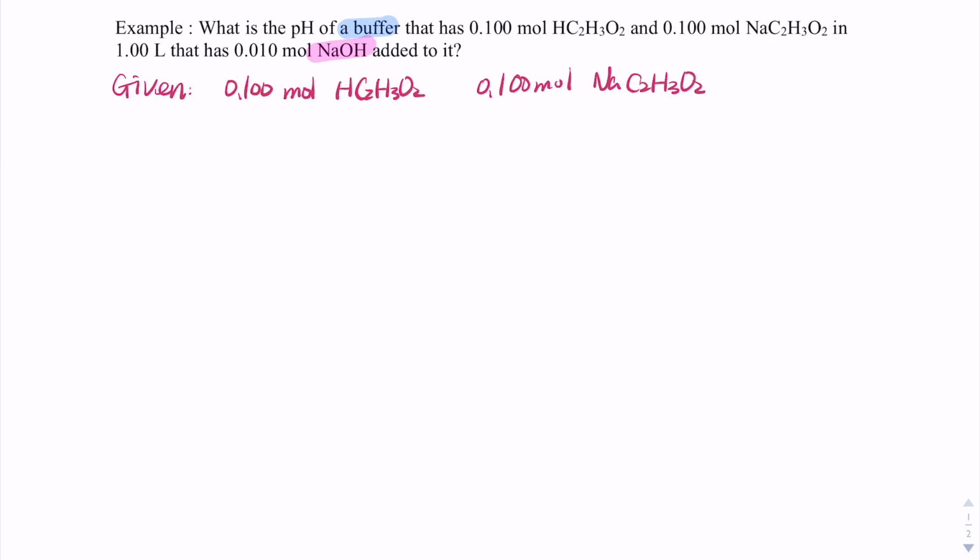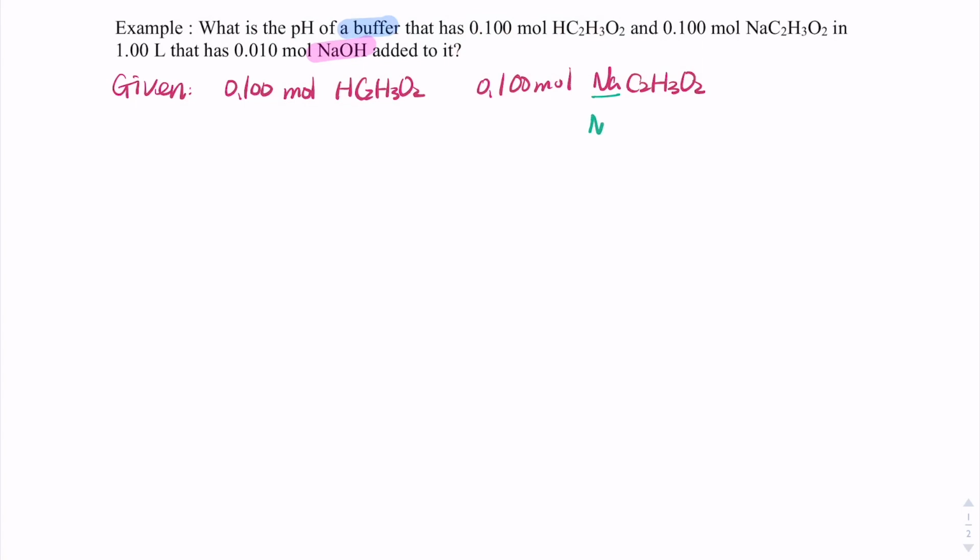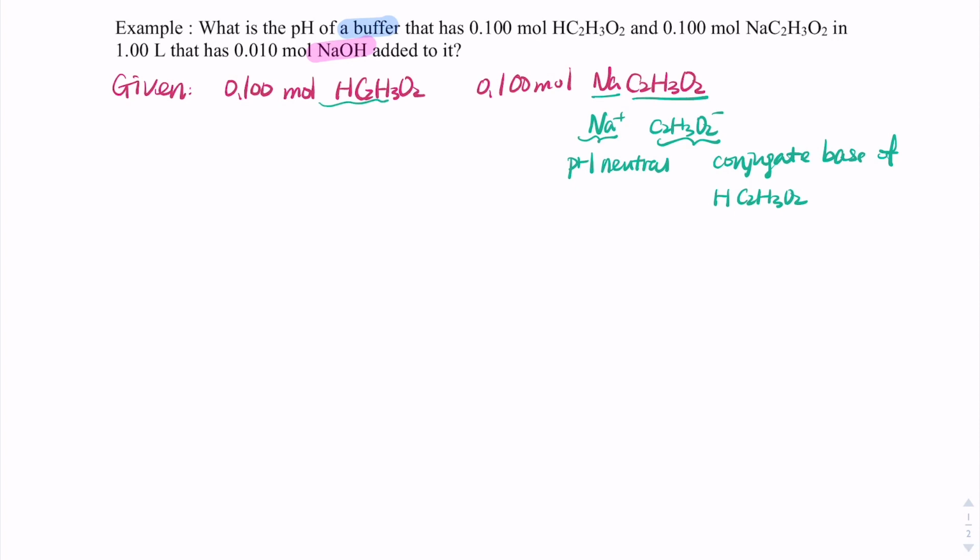When you put this salt into aqueous solution, you're going to have sodium ion and acetate ion. The sodium ion is a cation of a strong base, so it's pH neutral. The acetate ion is the conjugate base of the weak acid, which is acetic acid. So now you have a weak acid and its conjugate base. Now we have a buffer.